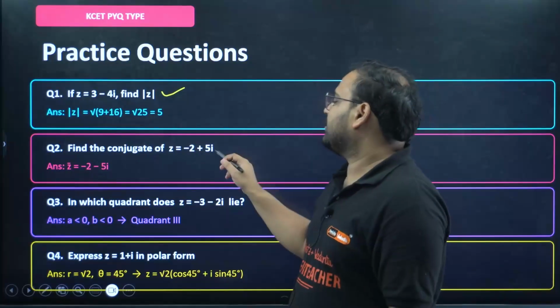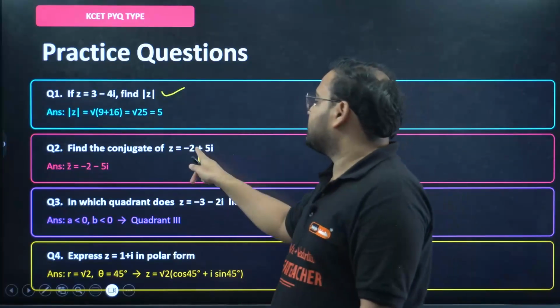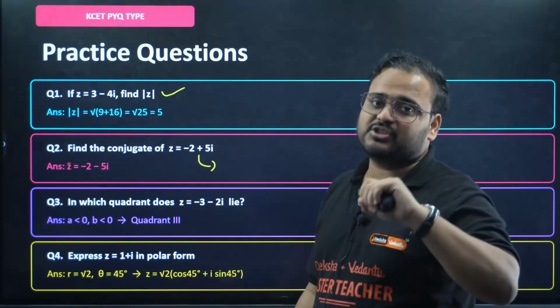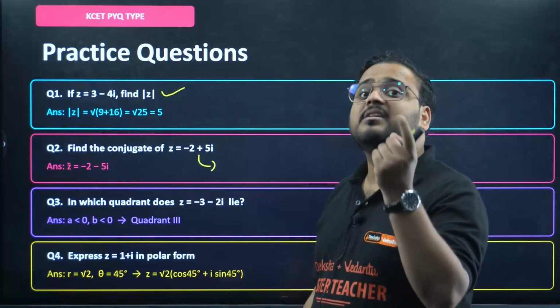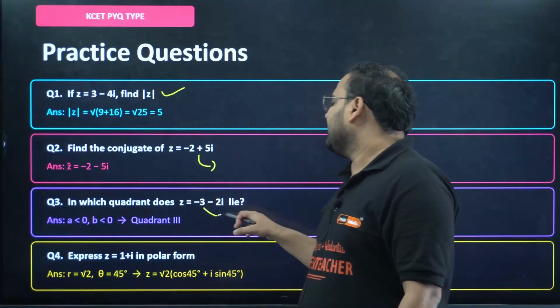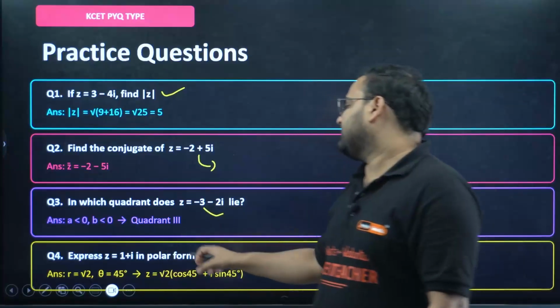If you have to find the conjugate, just change the sign of this. Do not change the sign of -2. That's very important. In the conjugate, the sign of the imaginary part changes. It does not change the sign of the real part. In which quadrant will this lie? This will lie in the third quadrant because both of them are negative. So third quadrant.